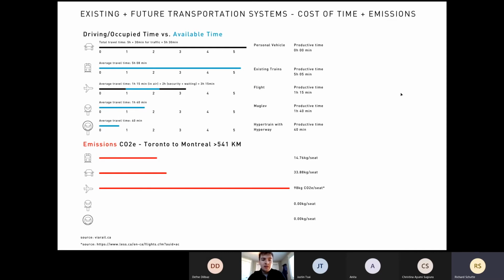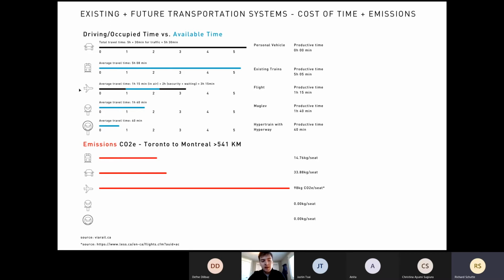Here shows the existing and future transportation systems and the cost of their time and emissions. This top diagram here shows the driving and occupied time versus the available time of traveling from Toronto to Montreal. You can see here, driving in a vehicle, you are completely occupied during that time, and it takes over 5 hours to get there. In a train, it takes a similar amount of time, but you have more available time. You can be doing things while traveling.